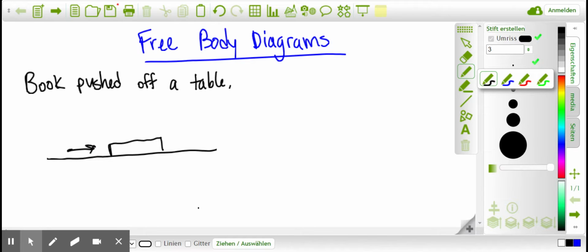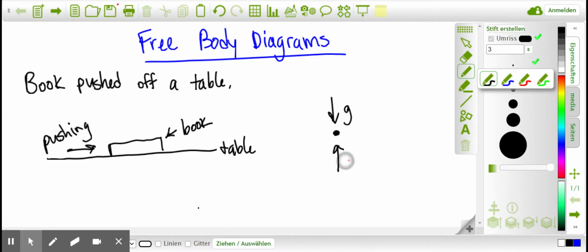Okay, so we have our table, we have our book, and we have somebody pushing this book. Okay, so again, we draw our dots. We always have a force that is acting on this particular book, being the force of gravity. Because this book is sitting on a table, we have our normal force. Notice that both of these arrows are going to be the same size.